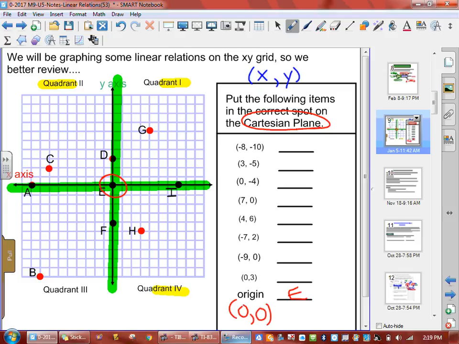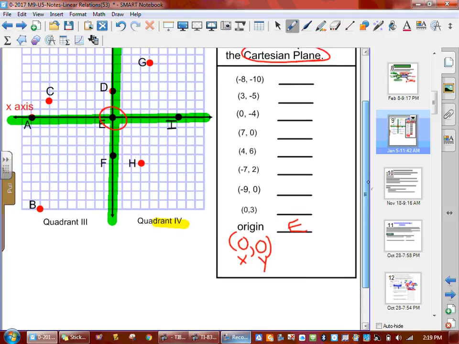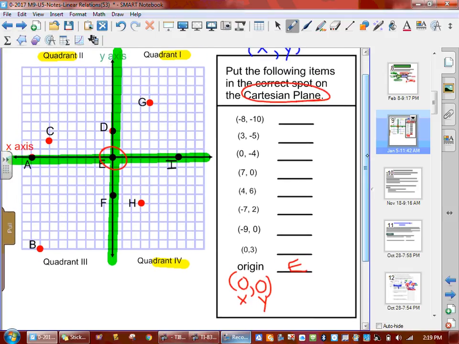Now, when we write coordinate points, we always write them as an X number, then a Y number, just like we would alphabetically. So it is X, then Y. I'm going to give you a couple minutes. What I want you to do is go around and find all of the other numbers. The coordinate locations are on the right-hand side.